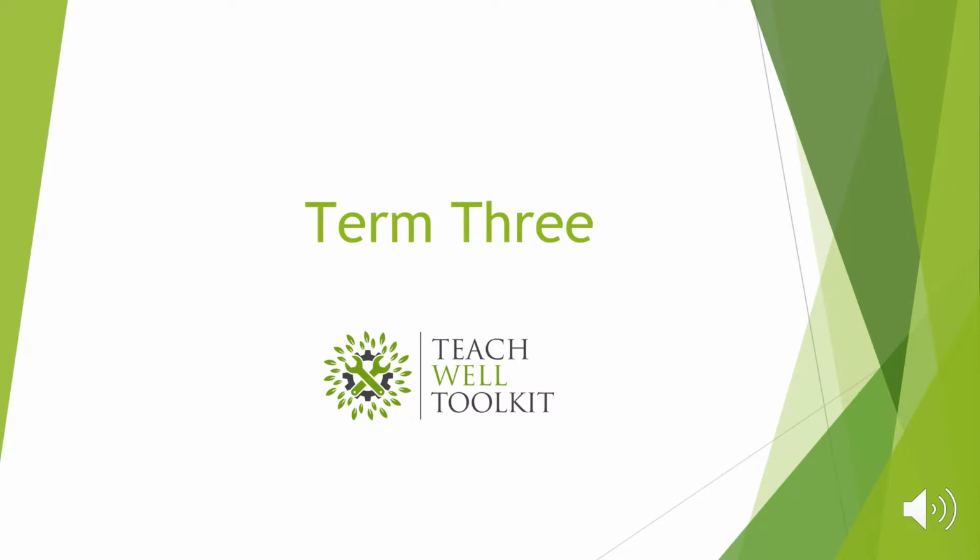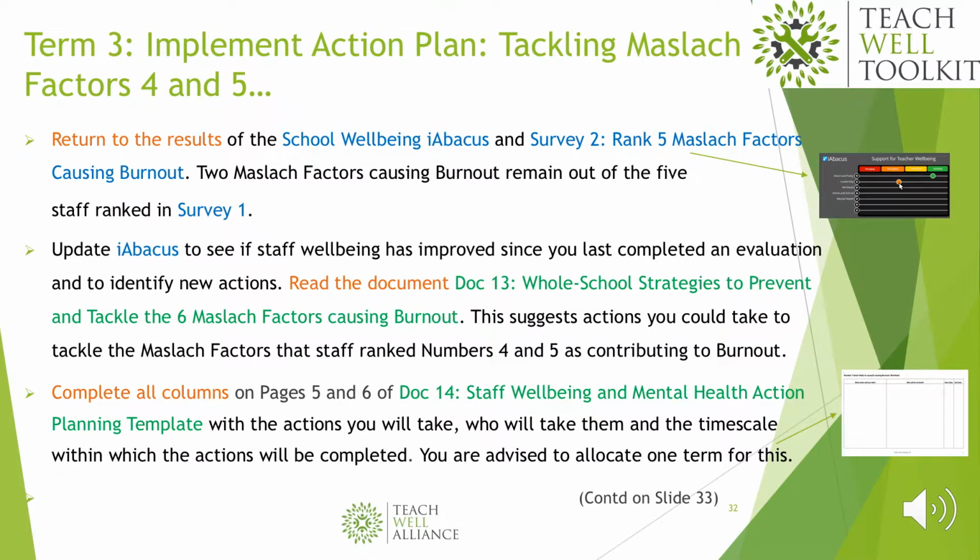You are now moving into the final phase of the Teach Well Toolkit programme as you tackle Maslach Factors 4 and 5 in Term 3. As in Terms 1 and 2 or equivalent, return to the results of the School Wellbeing iAbacus. Update iAbacus, noting any changes since it was last completed. Use the results and document 13, suggested whole school strategies to prevent and tackle the 6 Maslach factors causing burnout, to write an action plan on pages 5 and 6 of document 14, Staff Wellbeing and Mental Health Action Planning Template.